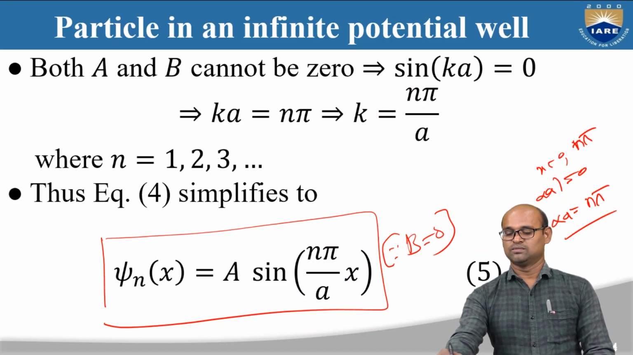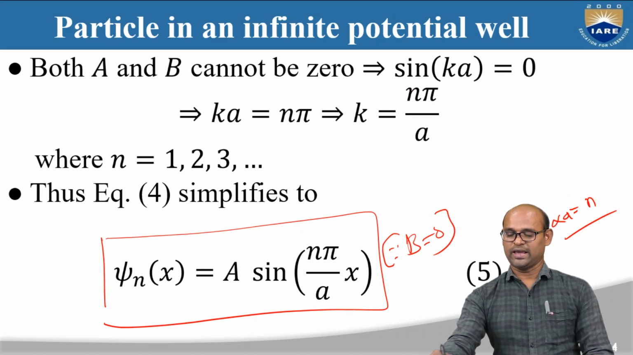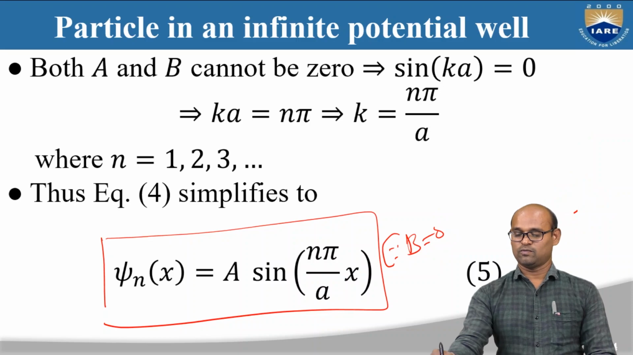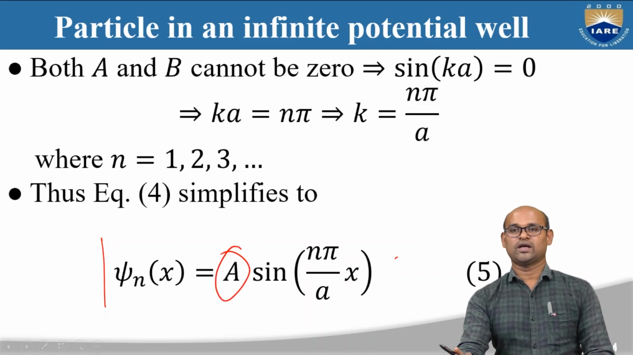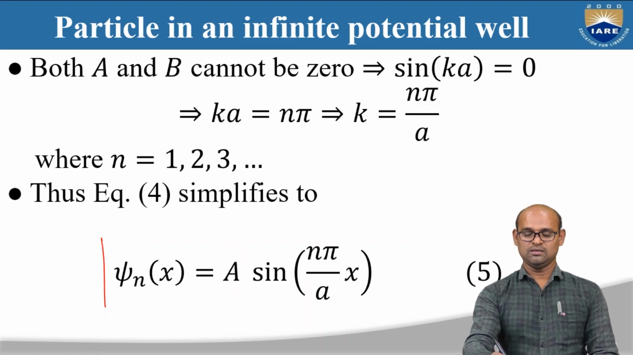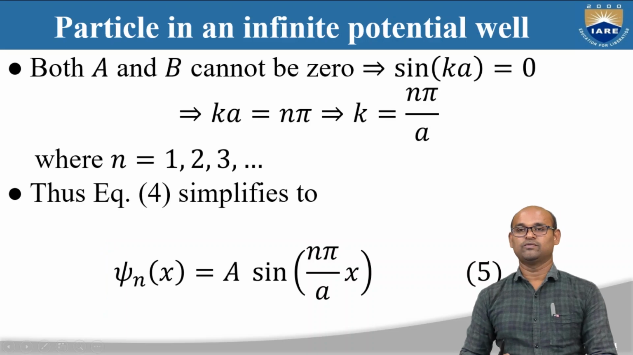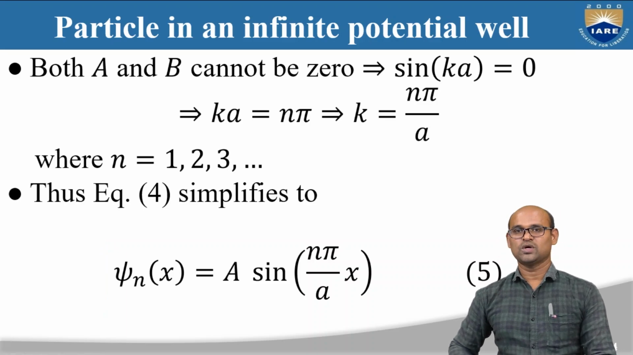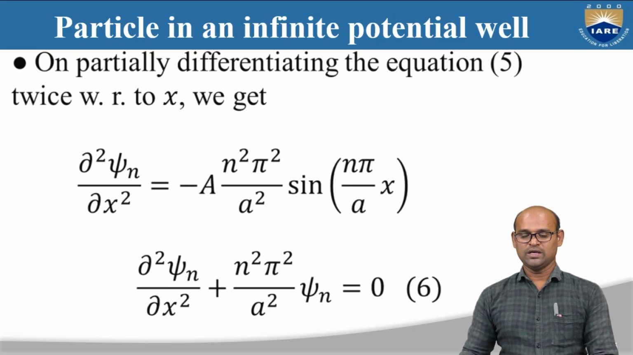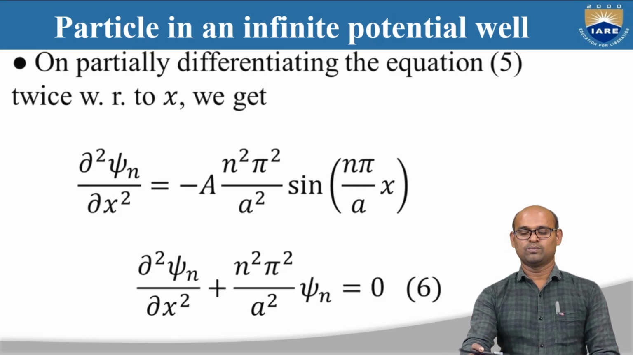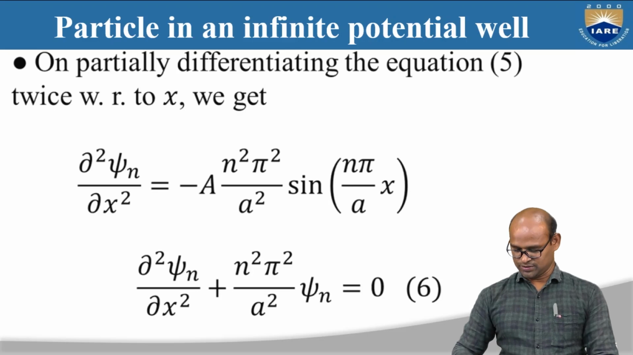So still there is this unknown constant a. Still I am not able to find out this unknown constant a. If I can find out this a, then I will have the complete wave function. So I need to find out what a is. Okay, so to find out a, I am differentiating this equation 5.